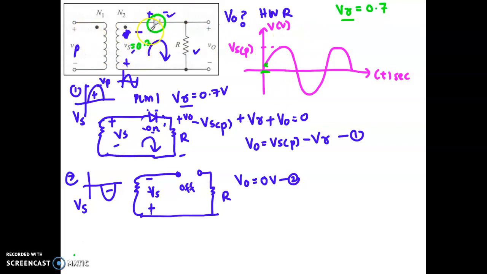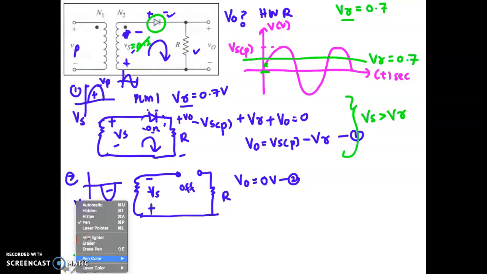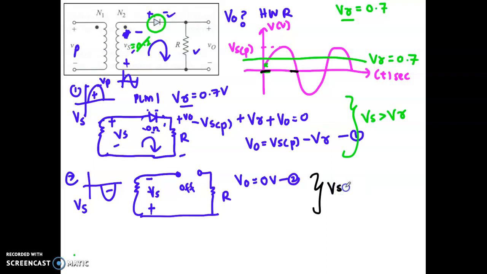So in what condition will it start to turn on? This only happens when your Vs is more than V gamma. So let's say this is your V gamma, 0.7. How are you going to plot the output graph? Less than V gamma, it will be 0. What that means is, when your Vs is less than V gamma, your output will be 0.